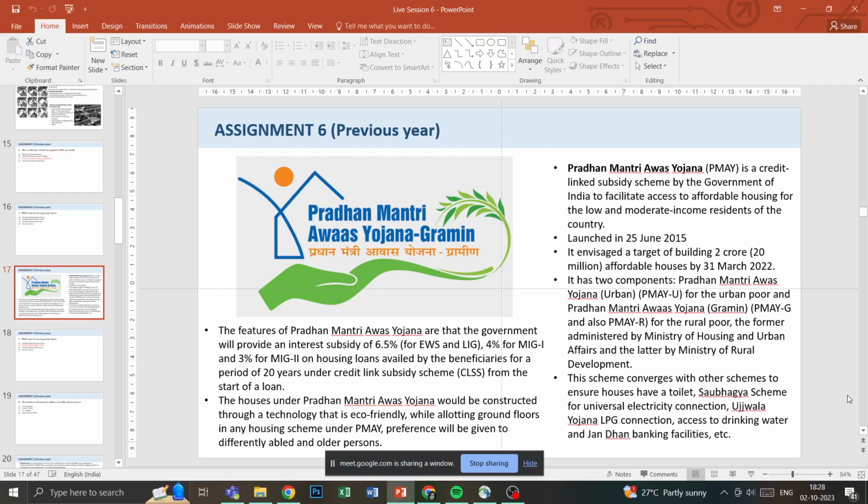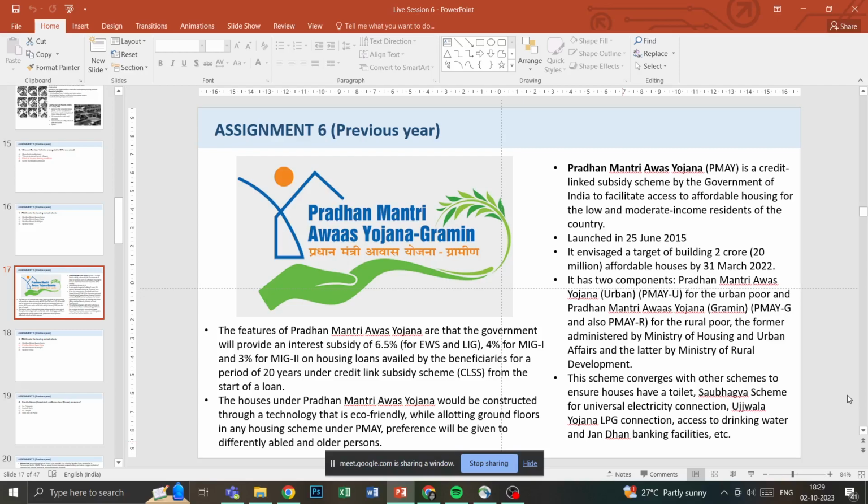The features of Pradhan Mantri Awas Yojana are that the government will provide an interest subsidy of 6.5% for EWS and LIG, 4% for MIG and 3% for MIG2 on housing loans availed by beneficiaries for a period of 20 years under the credit linked subsidy scheme from the start of the loan. The houses under Pradhan Mantri Awas Yojana would be constructed through a technology that is eco-friendly, and while allotting ground floors in any housing scheme under PMAY, preference will be given to differently abled and older persons.